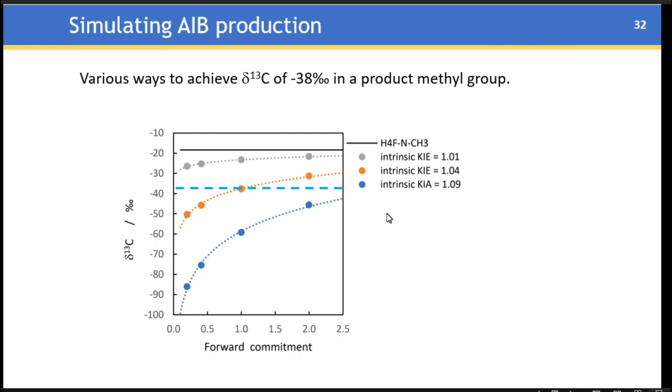I didn't do those calculations. I perhaps should have. Another thing this shows is that, even with a small forward commitment, a 1% intrinsic isotope effect is not going to cut it. You've got to have a substantial isotope effect, regardless of the forward commitment, to get a minus 38. But the point is that this is certainly possible with a variety of kinetic schemes for the enzyme.